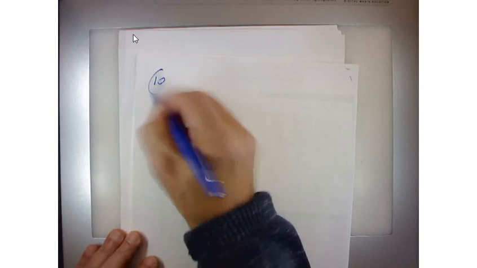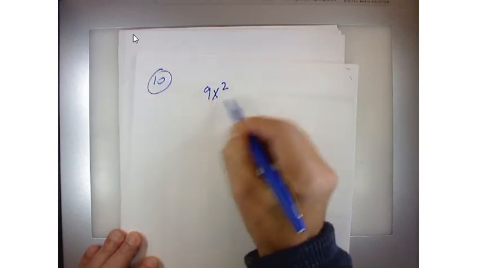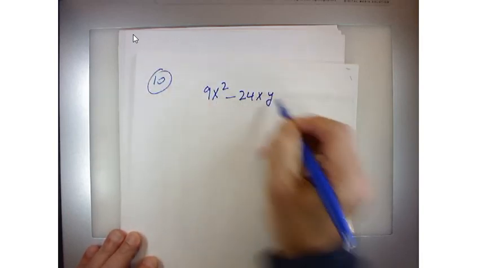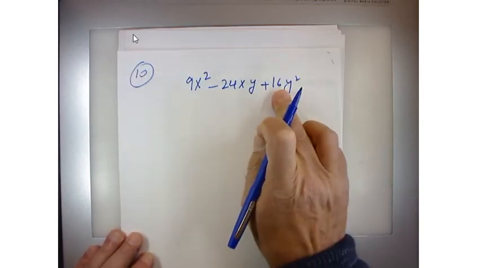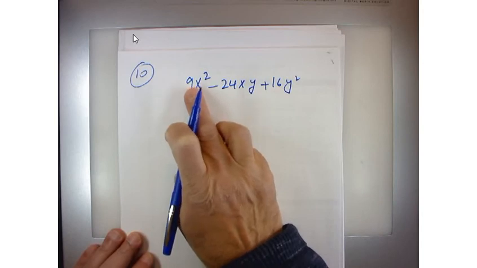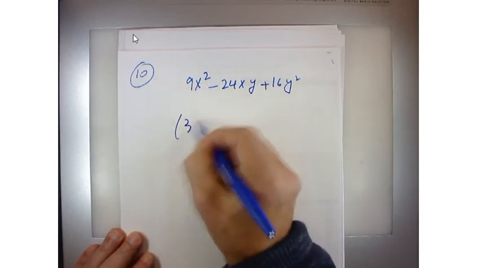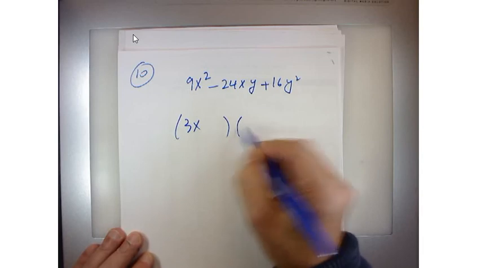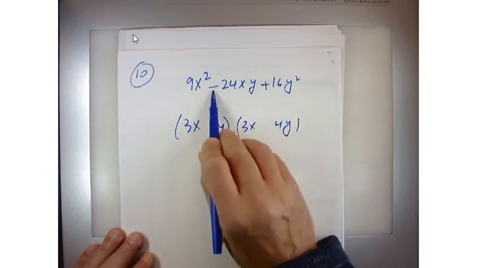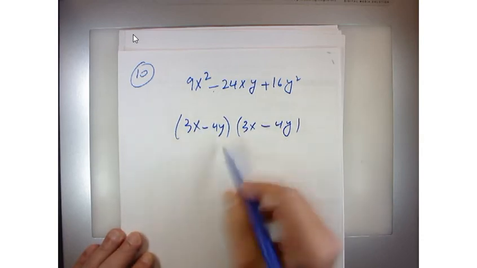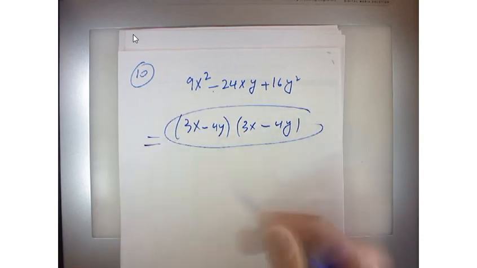And number 10, 9x squared minus 24xy plus 16y squared. So as soon as I see a trinomial and the last one is a perfect square, remember what I did: you do square root of 9, you get 3, so you do 3x. Square root of 16 is 4, so it's 4y, and then it's plus plus or minus minus, and then you check it and it's gonna work. If it doesn't work, then you try the other method that we always do. So this is basically 6.6.